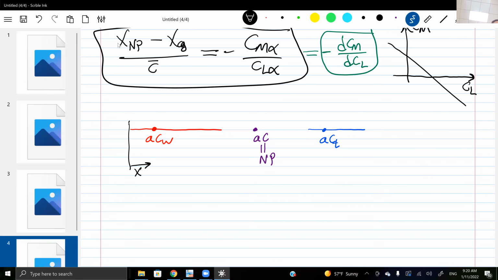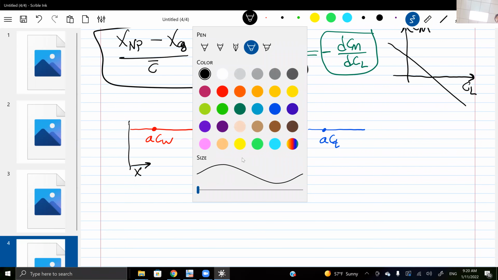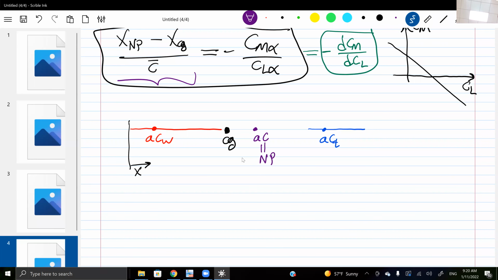So this means that this must be positive, which means that X neutral point should be larger than XCG. So the neutral point should be behind the CG. So the CG should actually be somewhere here. And this difference is what we call HN. We call it static margin.